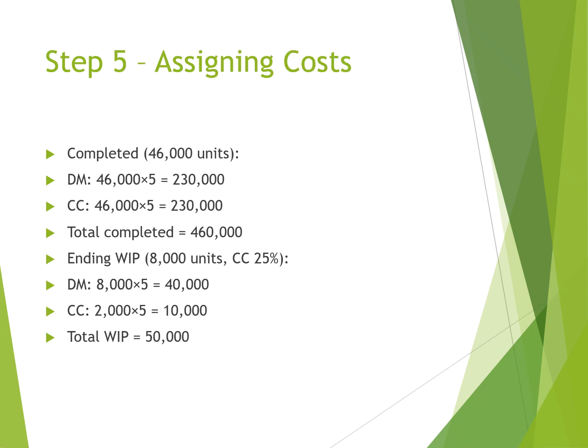Now we assign costs using the EU we calculated earlier. Completed units, 46,000 times $10, which is $460,000 total cost. Ending work in process, materials 8,000 times $5, which is $40,000. Conversion, 2,000 times $5, which is $10,000. Ending work in process total would be $50,000.